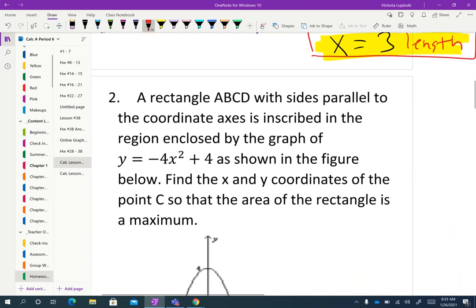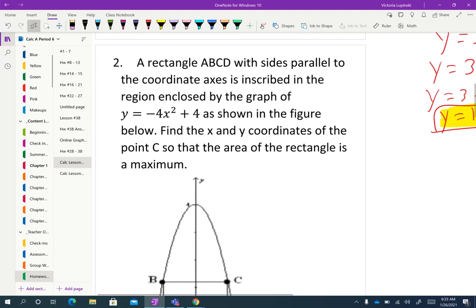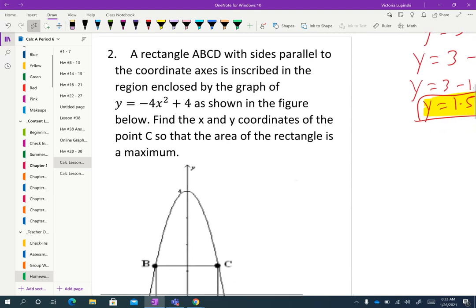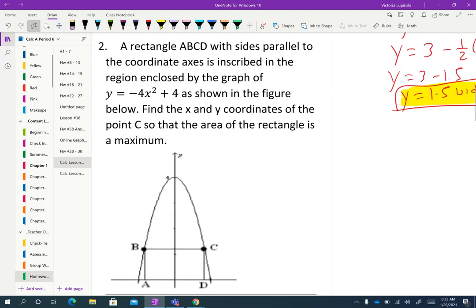So let's go ahead and take a look at number 2. There are similarities, but there are also differences as well. So here you have rectangle ABCD. The sides are parallel to the coordinate axes, and it is inscribed in the region, which is enclosed by the graph of y equals negative 4x squared plus 4, which is shown for you in the figure. Find the x and y coordinates of the point C so the area of the rectangle is a maximum.